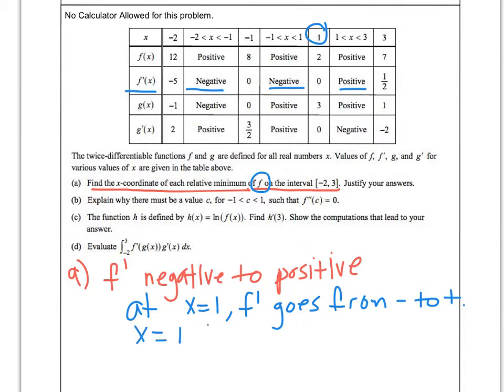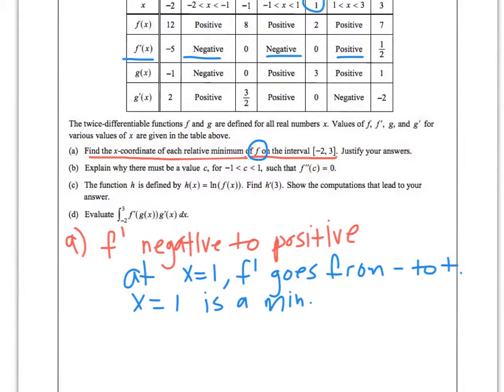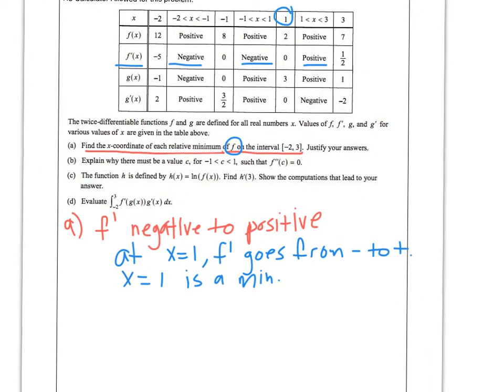X equals 1 is a minimum value. And hopefully you're not writing with a stylus, so you can actually write some of these things out a little bit more comfortably. Part B.